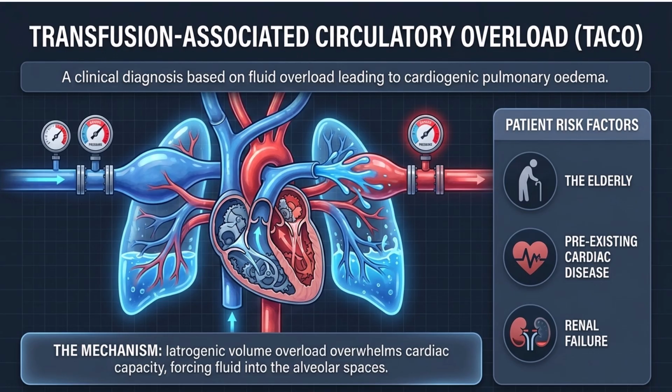The patients at risk are, first, elderly patients, because reduced cardiac reserve and compliance will be there. So even 1 unit of PRBC can overload a frail elderly heart. Second is pre-existing cardiac disease: cardiomyopathy, ischemic heart disease, heart failure. Third is renal failure patients, with reduced ability to excrete volume, and patients on dialysis are at extremely high risk. Also consider patients with severe anemia. These patients have a compensatory high cardiac output. So we have to be very careful.